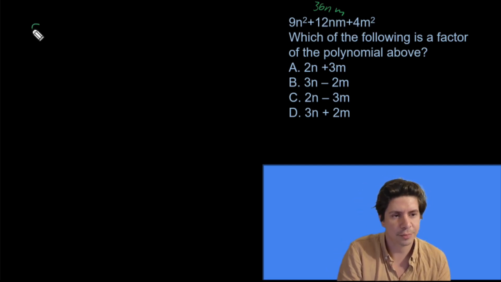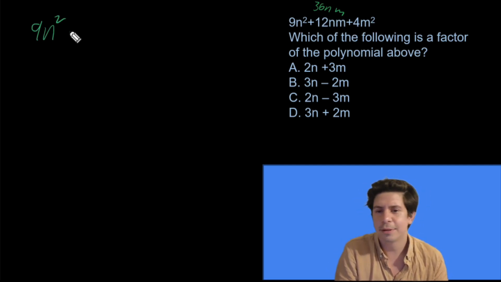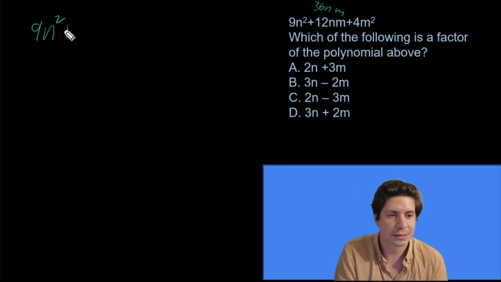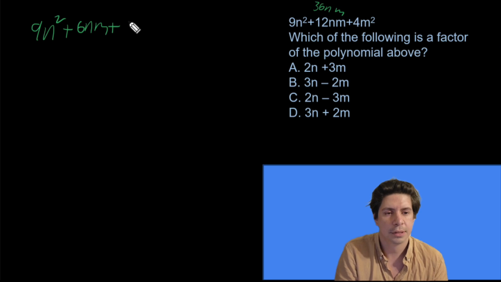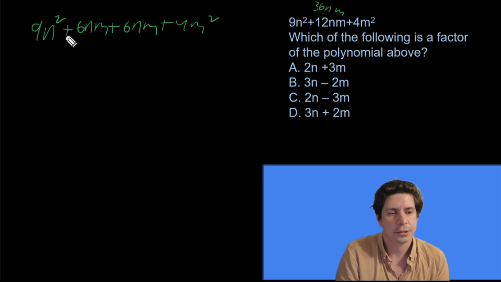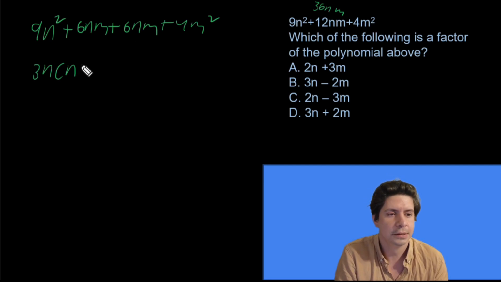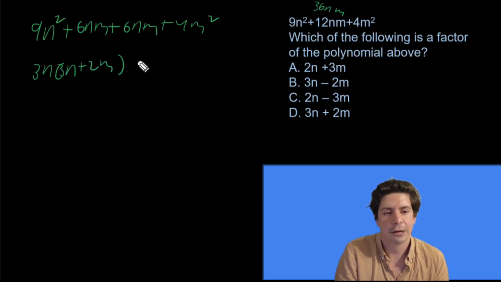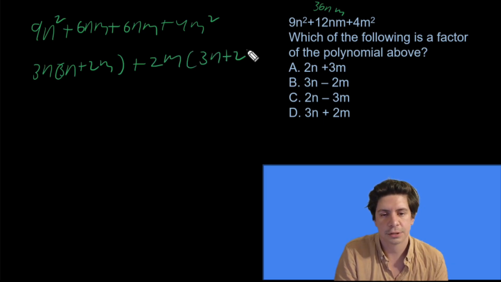So it's going to be like this. I'm going to factor by grouping now. 9n squared. What multiplies to 36 and adds up to 12? That's right, 6 and 6. So we're going to have plus 6nm plus 6nm again plus 4m squared. So when I factor out the 3n here, I have 3n plus 2m, and then I'll factor out the 2m here, and I'll have 3n plus 2m.